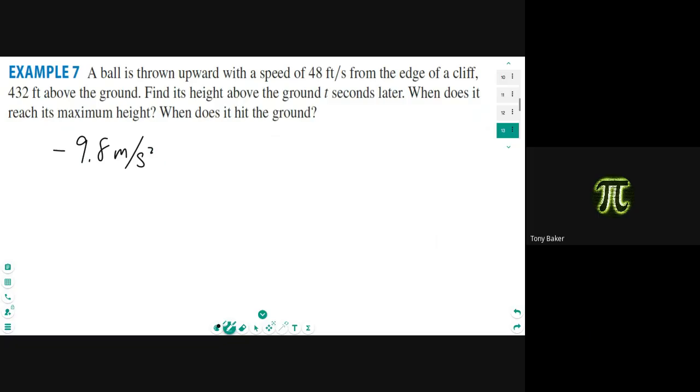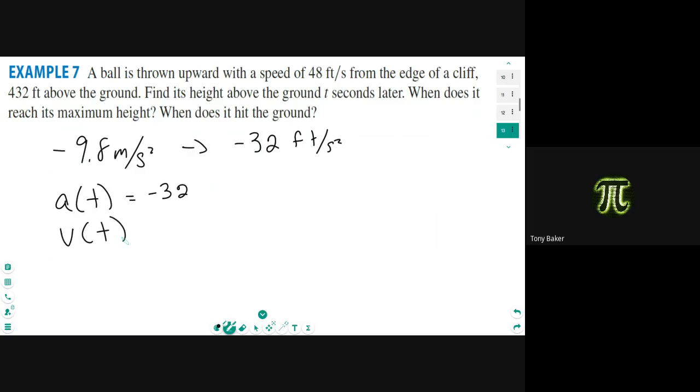Okay, first off, we need this in feet, not meters. So it's 32 feet per second squared, the acceleration based on gravity. I know, it's the annoying Americans with their feet instead of meters. So my acceleration of t is negative 32.